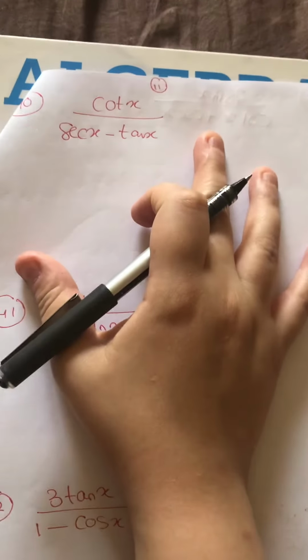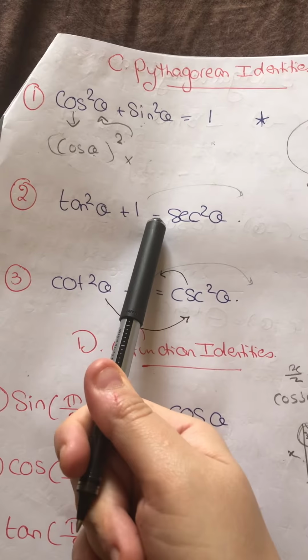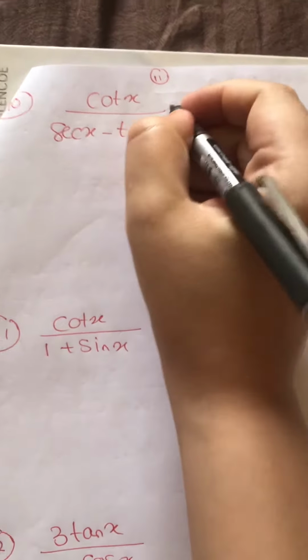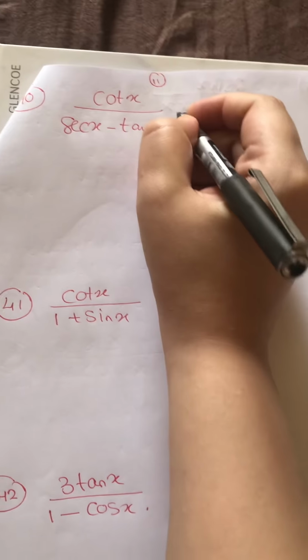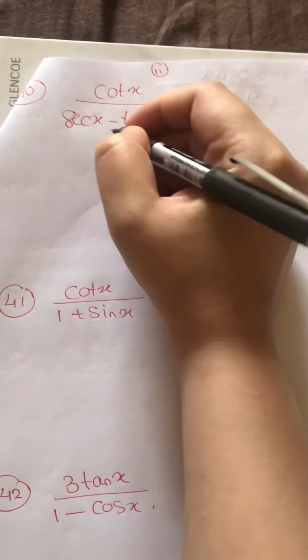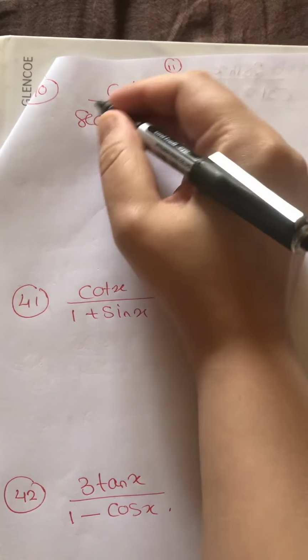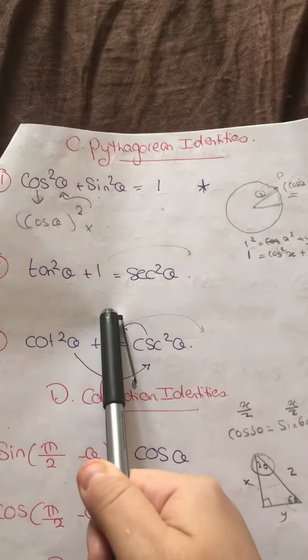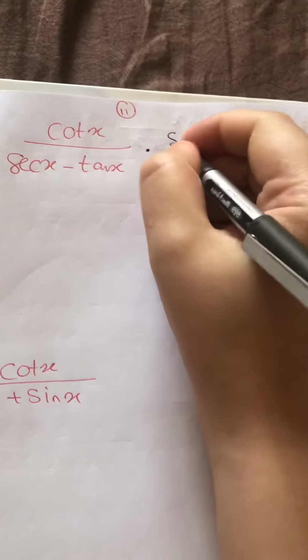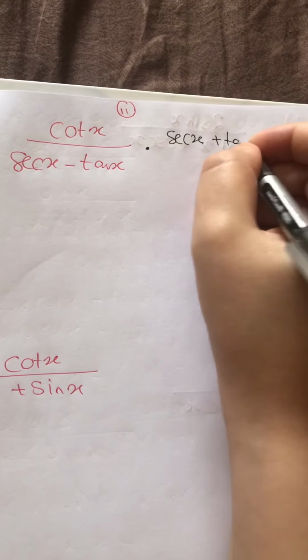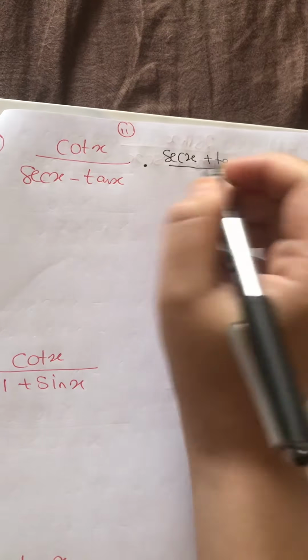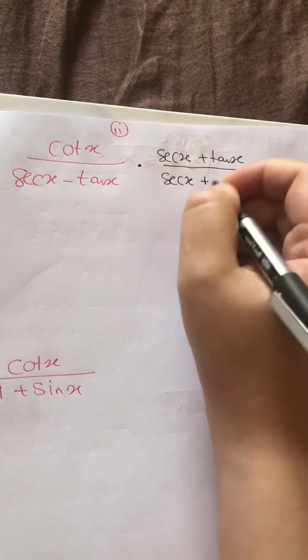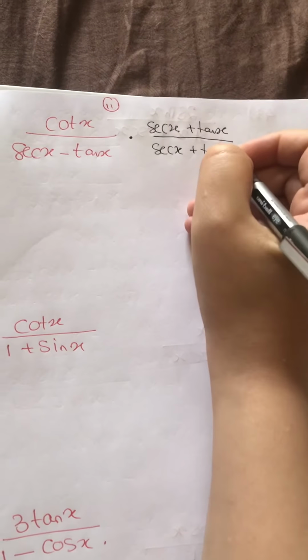Question number 40. Again, what will I do? I am seeing this one. It's sec squared x minus tan squared x. But how will I get that? I will only get this one if I multiply by the conjugate of this. So the target of the conjugate is to reach difference of squares or to reach these Pythagorean identities. So if I multiply by sec x plus tan x all over sec x plus tan x, what will happen?